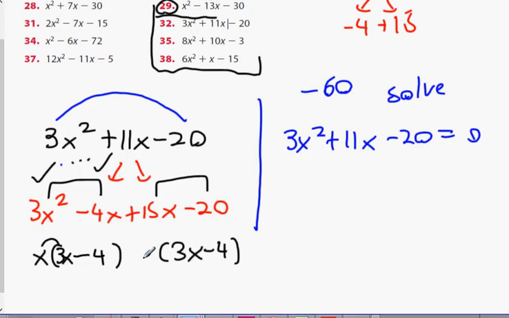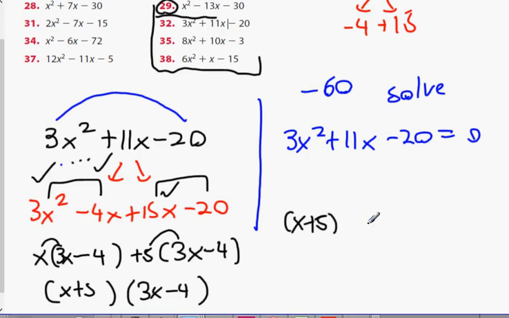What number goes in here? Plus 5. Plus 5 times 3x is 15x. And then, what's the final answer now? x plus 5 and 3x minus 4. Okay? Now, if you're doing the solved version of this, what happens? You're going to have x plus 5 down here, 3x minus 4 up here, and you have equals 0.